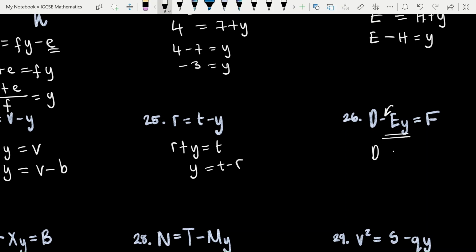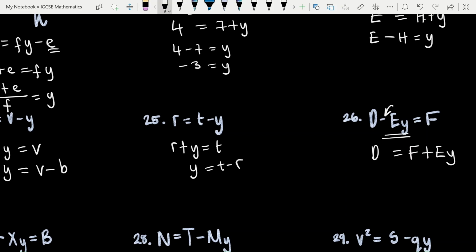So it's going to be d is equal to f plus ey. Why did we take ey to the other side? Because we have to make y positive. Once it's positive, we can start doing the subject. Okay, now we start with the subject. Let's go for it. I have an f and an e. I have to make y the subject. I have to take everything to the other side, right? And who do I start with? I start with f.